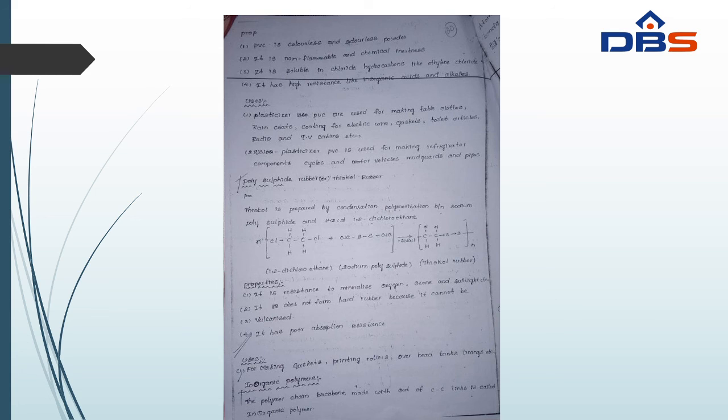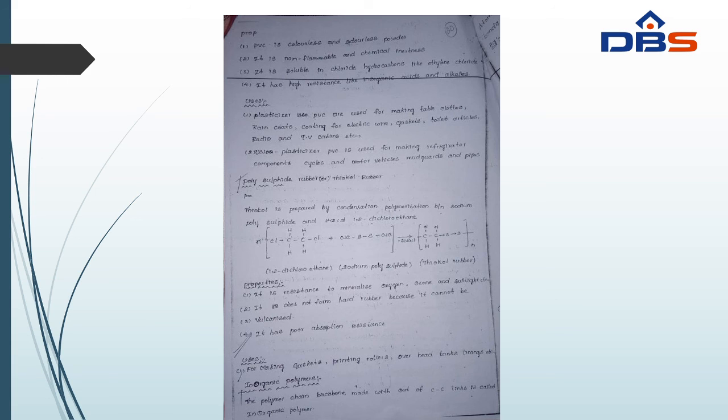The last one is polysulfide rubber. This is the thiokol rubber. It is very important for marks questions. Polysulfide rubber or thiokol rubber preparation: thiokol is prepared by the condensation polymerization between sodium polysulfide and 1,2-dichloroethane, not bromo. Chloro is right. 1,2-dichloroethane. That is the equation.